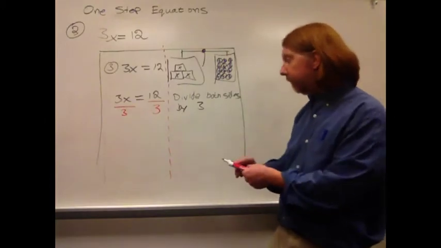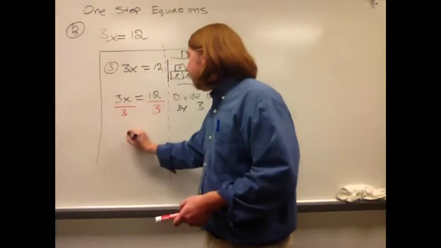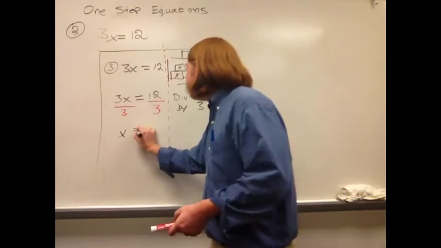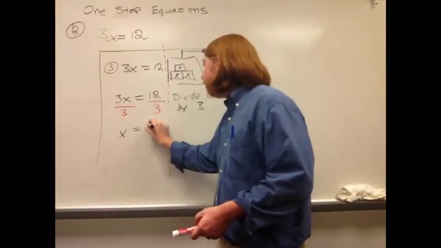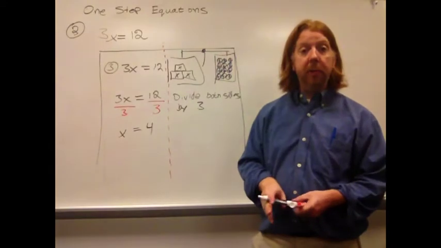Now I can go ahead and complete my work. The 3's cancel, leaving me x on that side. 12 divided by 3 is 4. So my answer is that x must be 4.